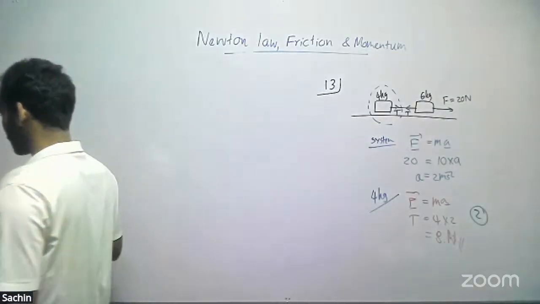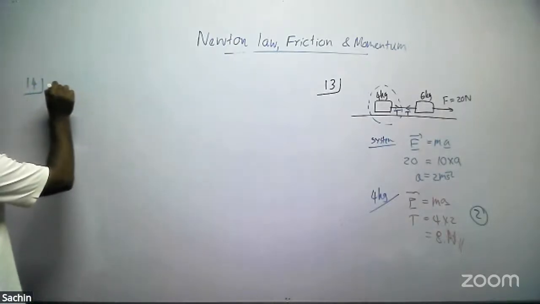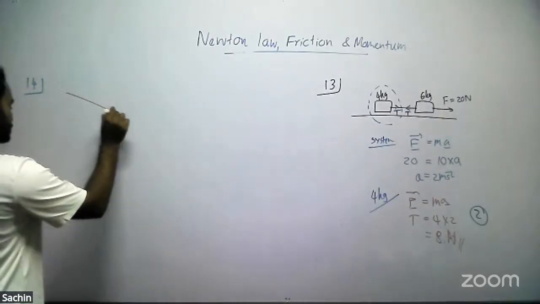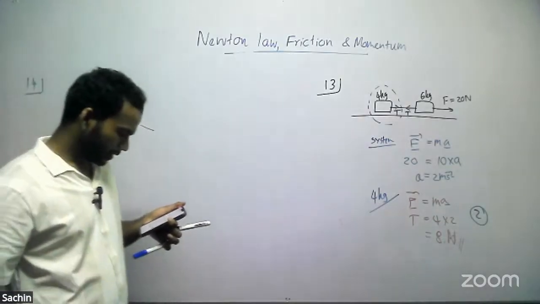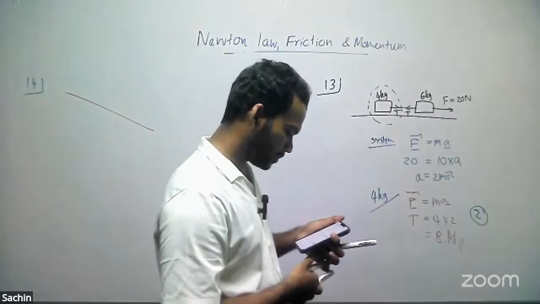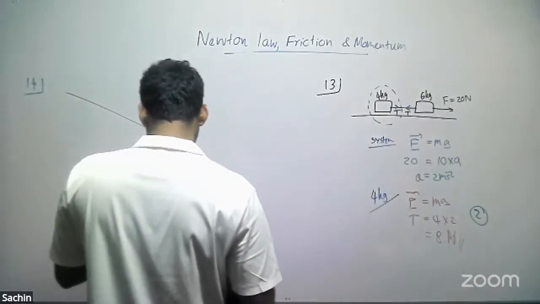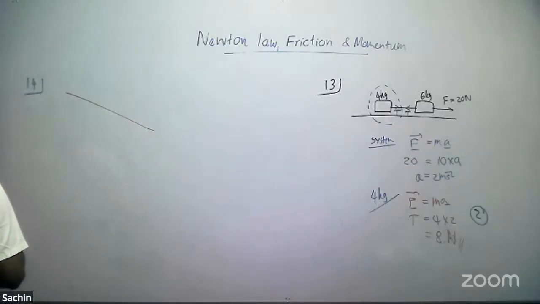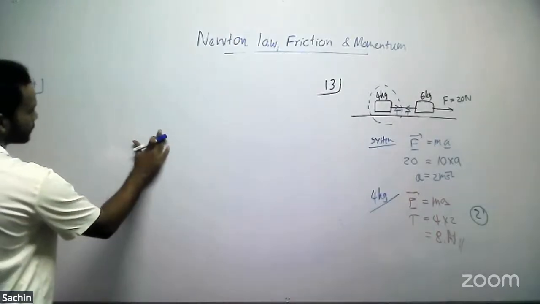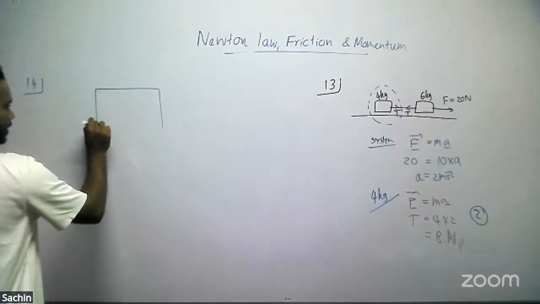Tension can also be down. Okay. 14th: when a train is moving, a pendulum hung from the roof of the train shows an inclination theta with the vertical direction. Calculate the acceleration of the train in terms of theta. So this is also one of the beautiful questions regarding tension.